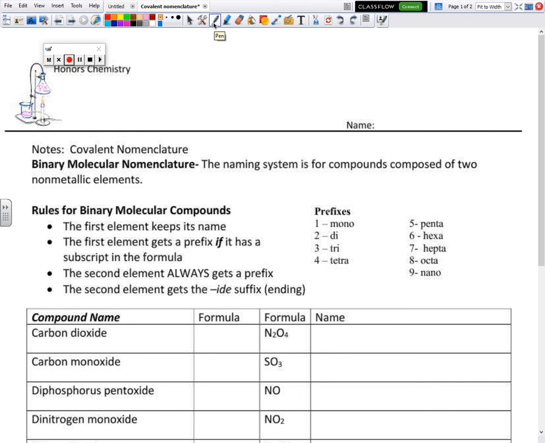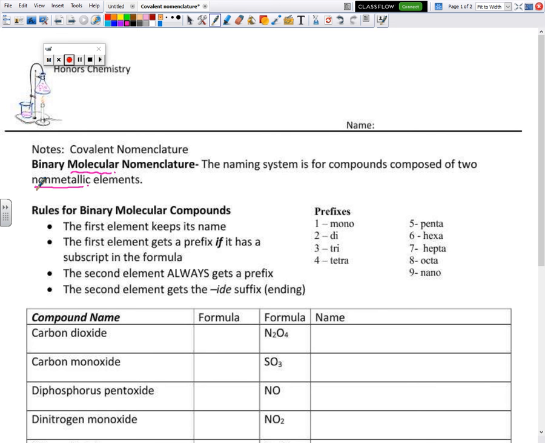This lesson is on covalent nomenclature. Covalent compounds are molecules, so sometimes we would say it is molecular nomenclature. So that's where this molecular word comes into play here. It is a system for compounds composed of two non-metallic elements. You learned back in Unit 2, it may have even been in Unit 1, that compounds that start with a metal are ionic. Compounds containing nonmetals are covalent.